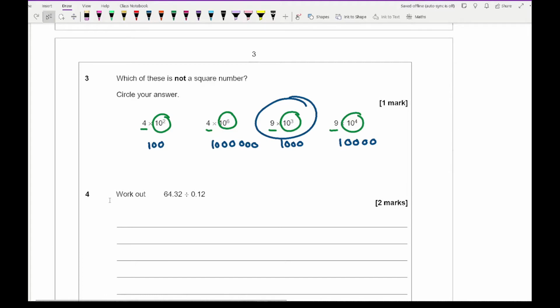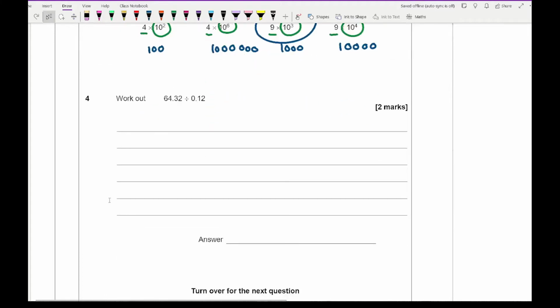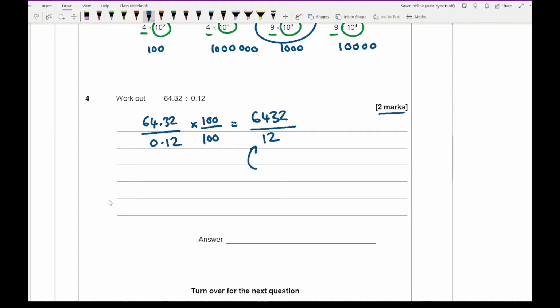For question 4, it says work this out. Now, this can involve long division. There are several ways in which you can do this. It is worth 2 marks. One thing I would probably start with is recognizing that if I multiply both these numbers by 100, I'm not actually going to change the value of the fraction, but I'm going to change the numbers in the fraction. So what I'm then going to do is work this out. And again, I do that by doing long division, and knowing your 12 times table should be pretty standard.